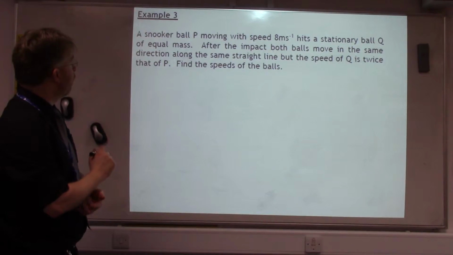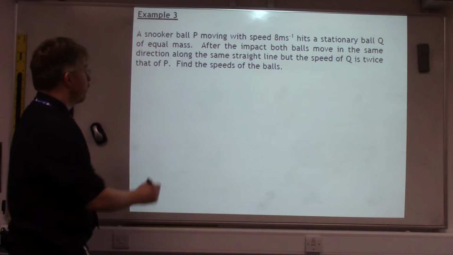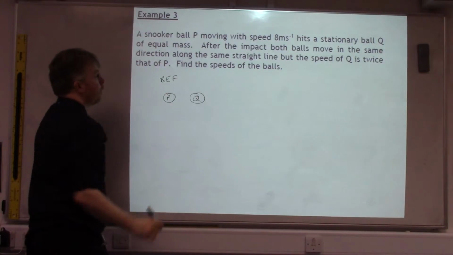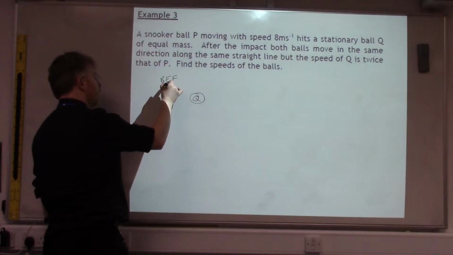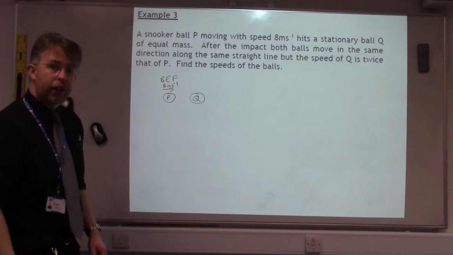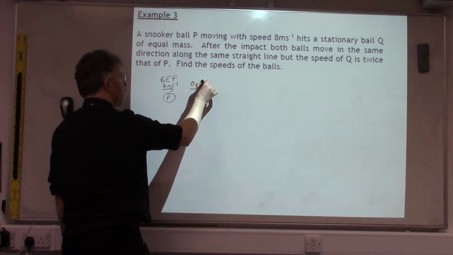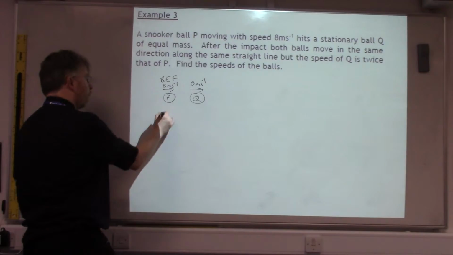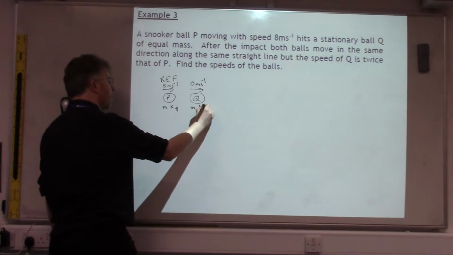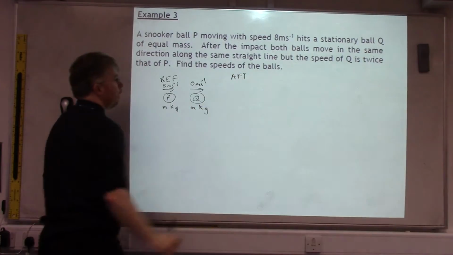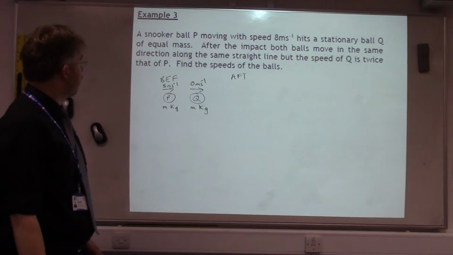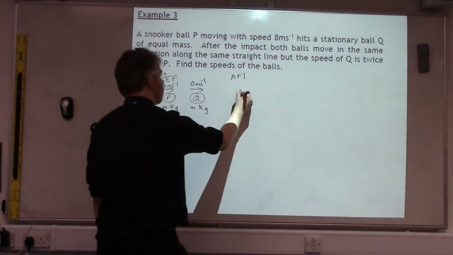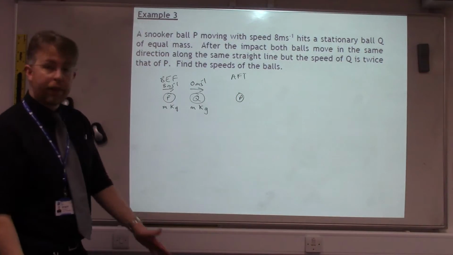So a slightly different one. We've got a snooker ball P hits a stationary ball Q. So P was moving at speed 8 meters per second. Q was stationary, so no speed. And they have equal mass, but we're not told what the mass is, so we'll call the mass M. Afterwards, we're told the speed of Q is twice the speed of P, but no actual values. And they're still moving in the same direction.